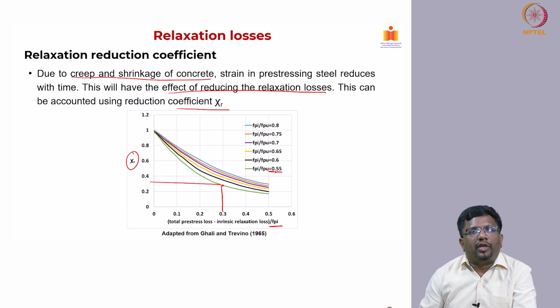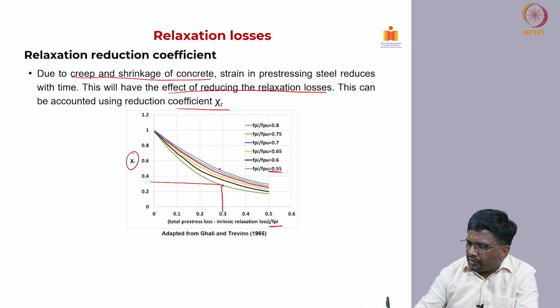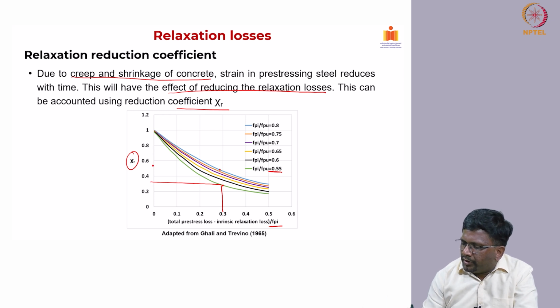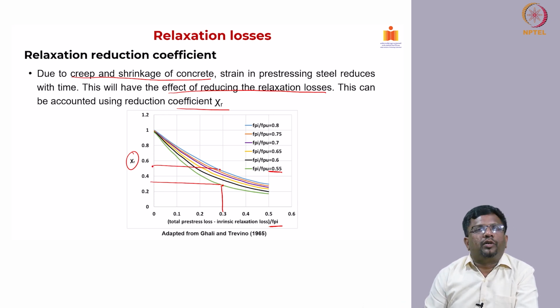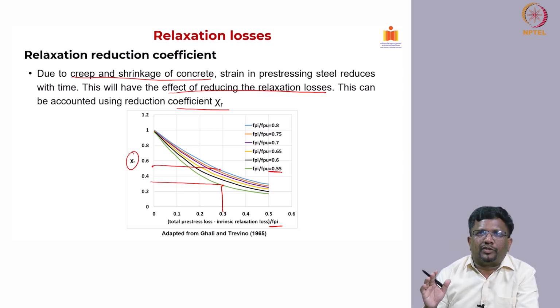But if the ratio of initial stress to ultimate strength is higher, then you see here the reduction coefficient is working out to be 0.55 or so. So, what does it signify? If the initial stress is less, again the reduction coefficient is a low value, that means the loss is also going to be less. So, that is the implication. Somehow we have to account for that.